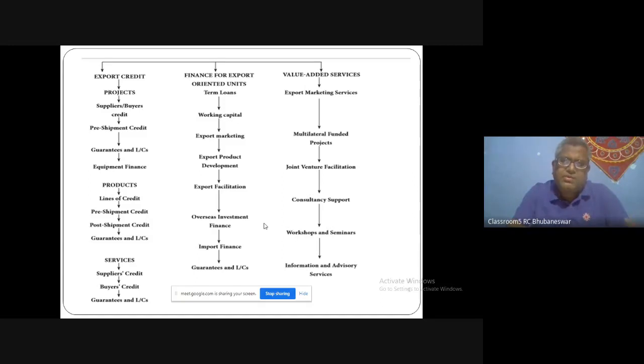But if you talk in a detailed way about how the Exim Bank does it in a particular type of service, you see in my slide, I am stating the concept very clearly. The first one is export credit. If it is related to projects, buyer's credit, shipment, guarantee, equipment finance is there. If it is related to products, line of credit, pre-shipment credit, post-shipment credit, guarantee is there. If it is related to service, that is supplier's credit, buyer's credit, and guarantee.